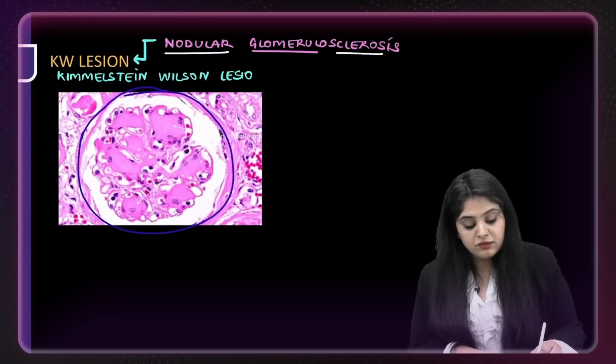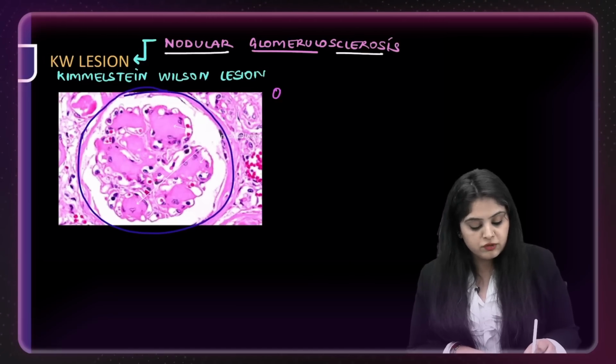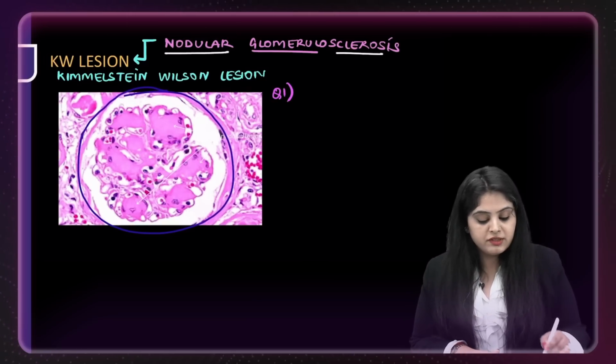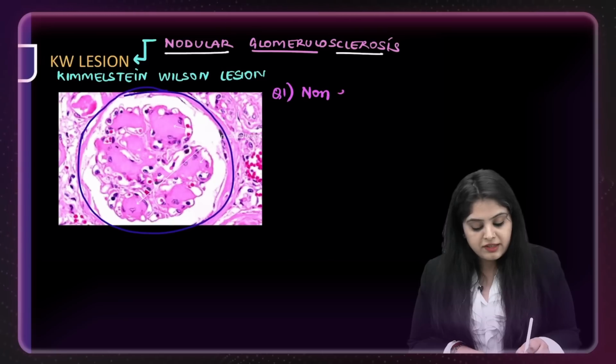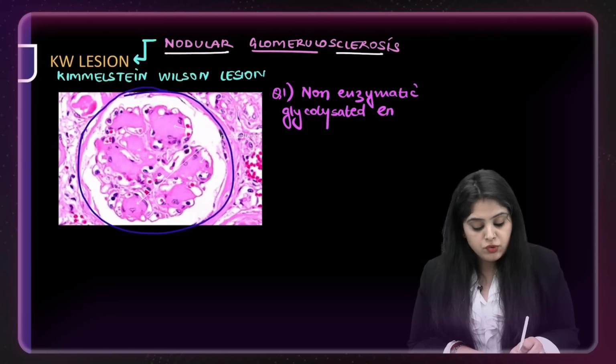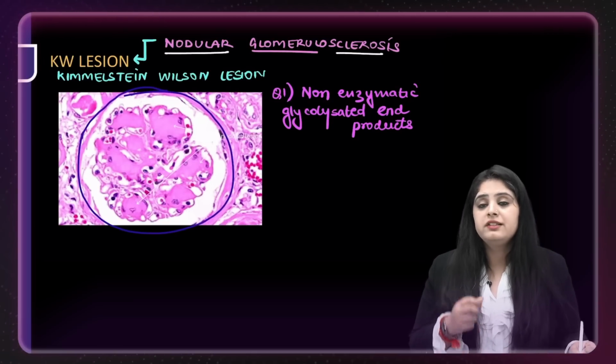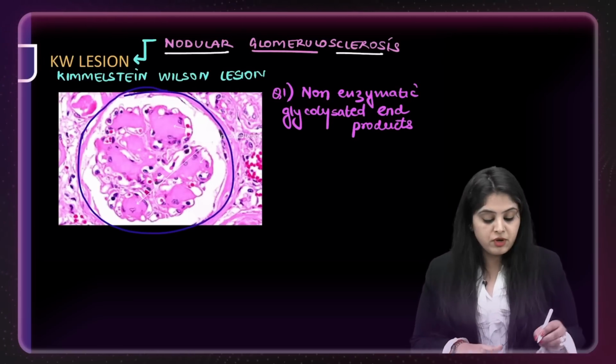And why am I spending so much time on it? Two questions. Firstly, what is that pink nodule formation? These are all non-enzymatic glycosylated end products, which you know is one of the major findings that happens in diabetes. In diabetes, there is non-enzymatic glycosylation. So these are all the products.